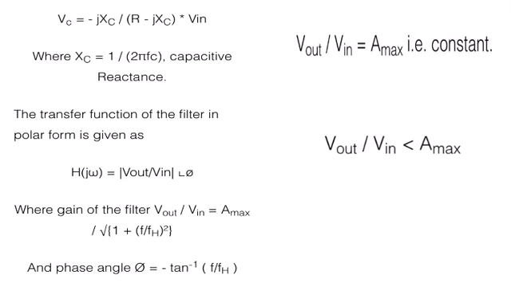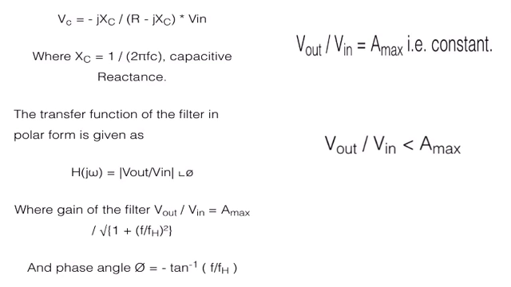When the operating frequency is equal to the cutoff frequency, the transfer function is equal to A max by root over 2. That means the rate of decrease in the gain is 20 decibels per decade, or 6 decibels per octave, and can be represented in the response slope as minus 20 decibels.